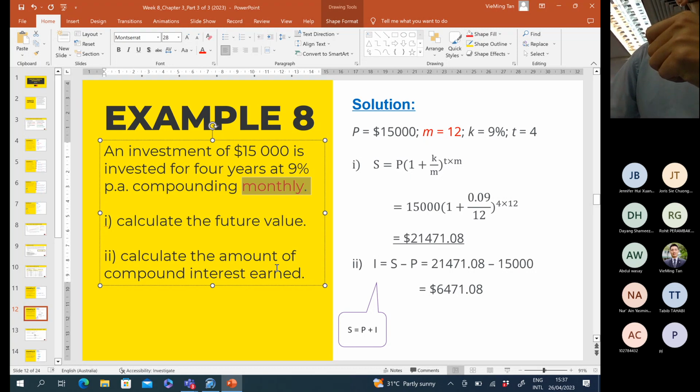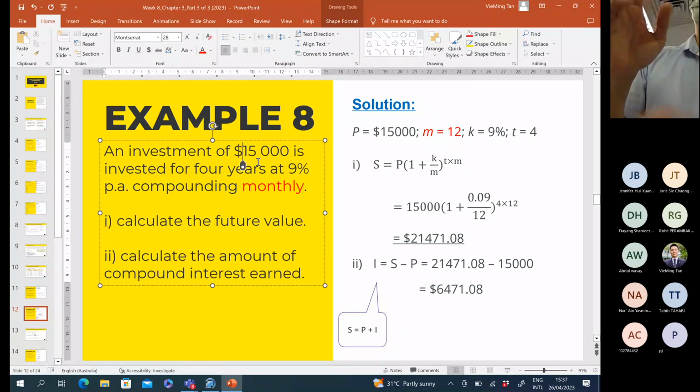So once you have the S value, you can calculate the compound interest earned. Interest earned means the I. So how to get the I value? I is equal to S minus P, derived from the second formula that we learned last week. S is the future value, minus P. P is the present value, the initial investment, so it's this number from here. Simplify, it is equal to 6471.08. So this is the interest earned within 4 years.